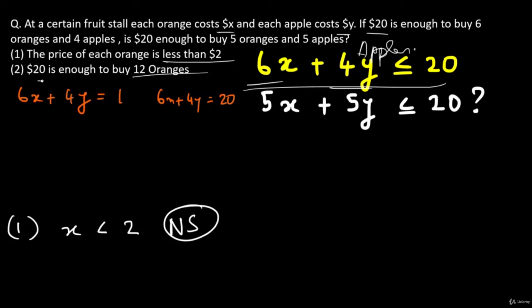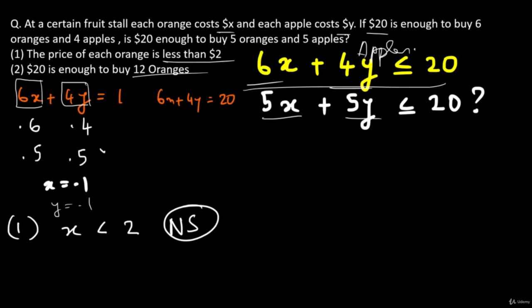Let's say that we take 6x is equal to 0.6 and 4y is equal to 0.4. So 0.6 plus 0.4 is equal to 1. Now in this case, I'm taking x as 0.1 and y as 0.1. Now if this is the case, then if I take 5x and 5y, I have 0.5 and 0.5, and that is equal to 1. So I am having a yes over here, right? We took 1 over here, so 0.5 plus 0.5 also is equal to 1.